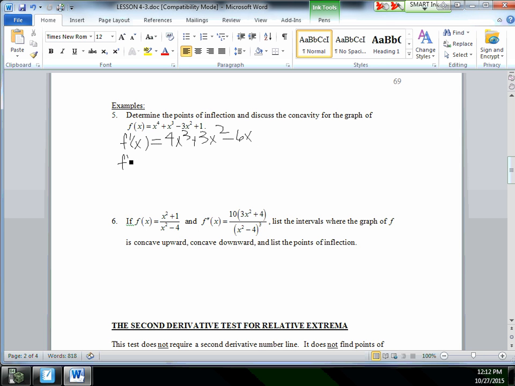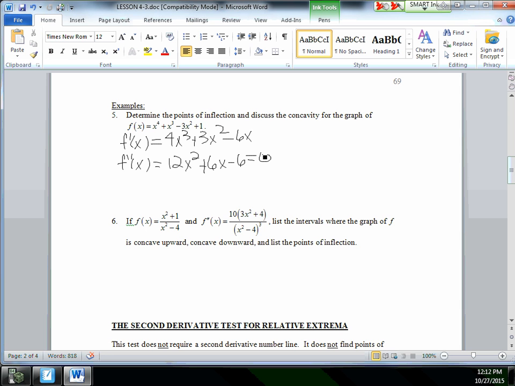I want the second derivative, 12x squared plus 6x minus 6. Well, the way you get points of concavity is just the same way we got our critical numbers. This is where our second derivative is equal to 0, or where it does not exist. So looking at this, I need to set this equal to 0 and solve.